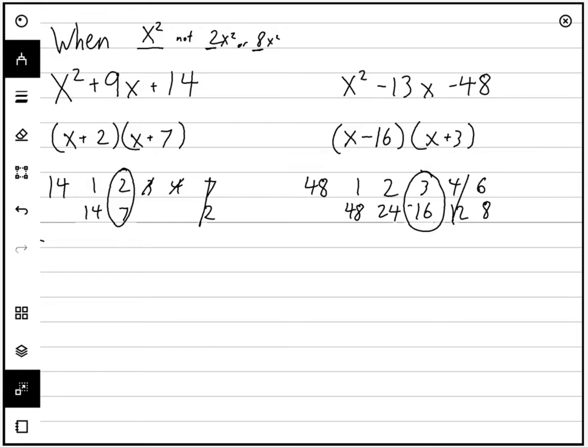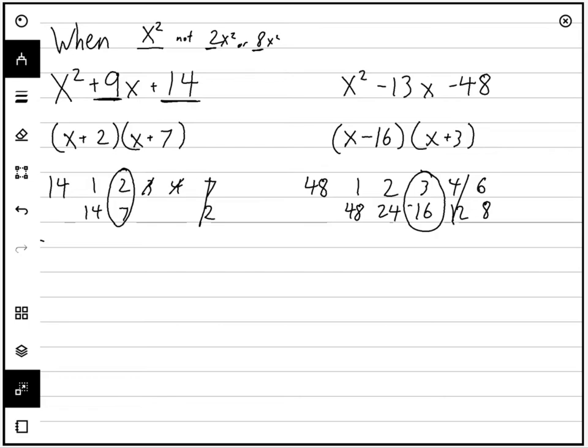Okay, so that's basically how you do it when you've got x squared. You look at the last one and figure out what the factors are for it. Then you look at the middle one and figure out when I add these two pairs of factors, which one gives me the sum, if this is positive, of this number. And if you have a negative one, which of these pairs has a difference of that number.